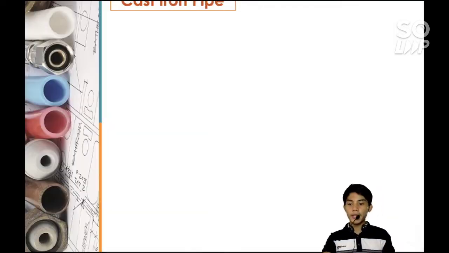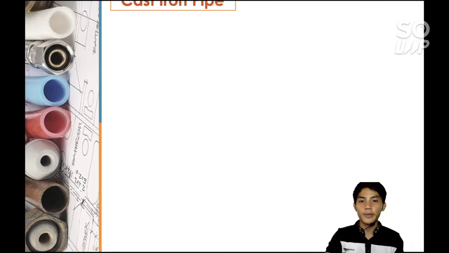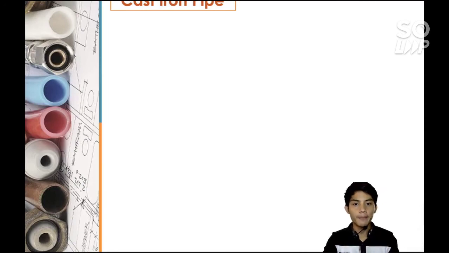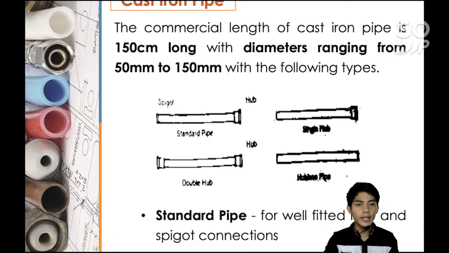Now we're done with the estimation of plastic pipe. Let's move on to cast iron pipe. The commercial length of cast iron pipe is 150 centimeters long, with diameters ranging from 50 millimeter to 150 millimeter, with the following types. First, we have the standard pipe. This is for well-fitted hub and spigot connections.